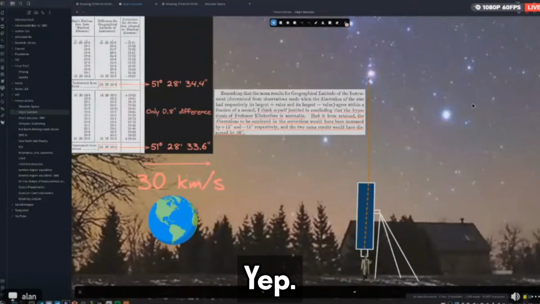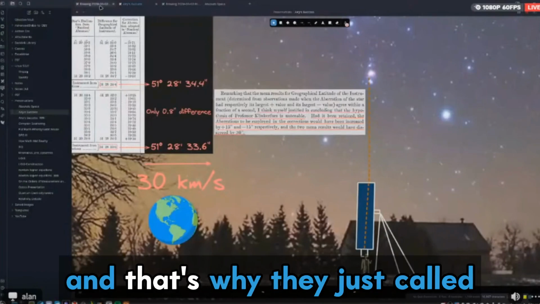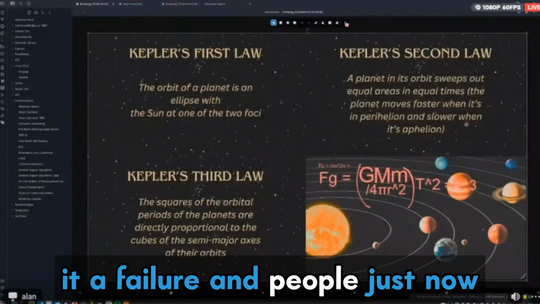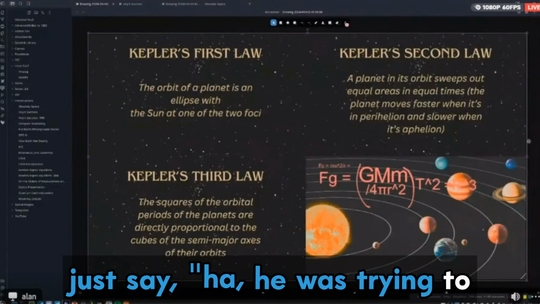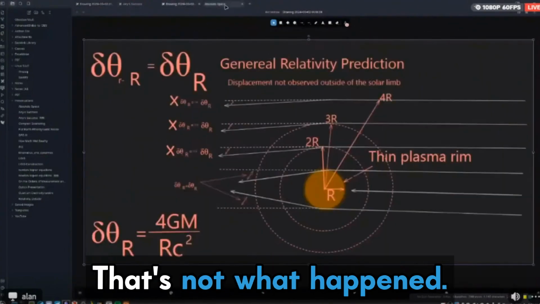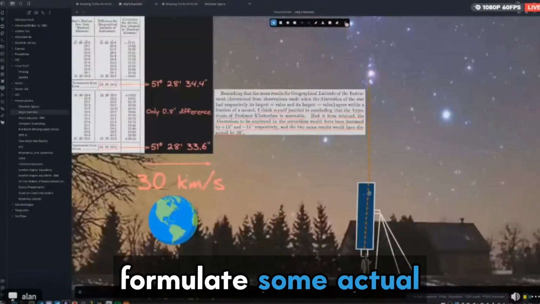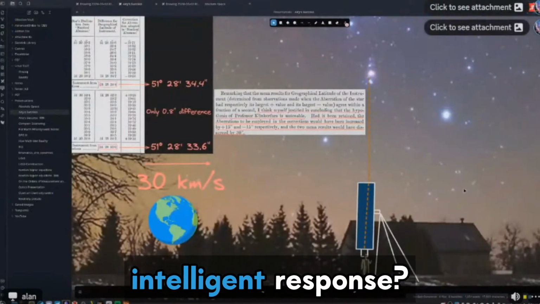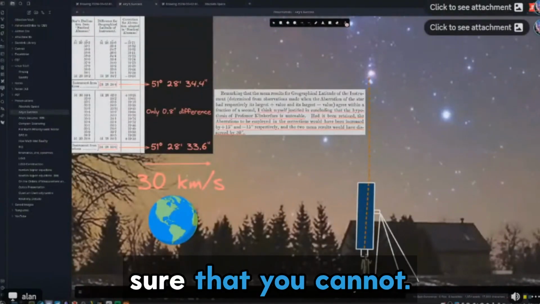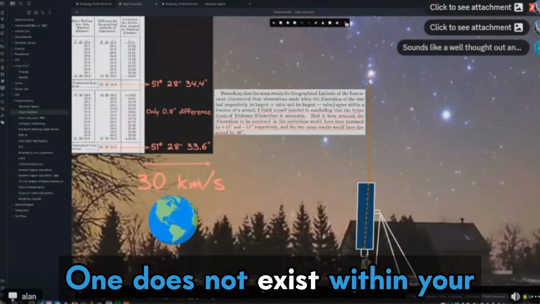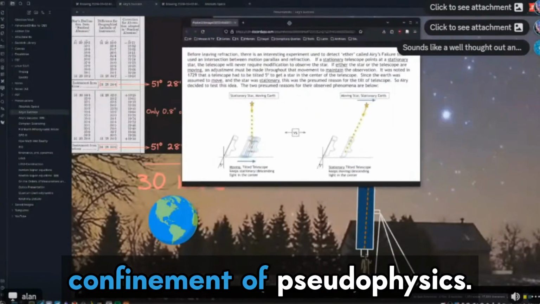Yep. So this is a major conundrum, and that's why they just called it a failure, and people just say he was trying to prove ether and couldn't. That's not what happened. So can you guys formulate some actual intelligent response? Because we're pretty sure that you cannot. One does not exist within your confinement of pseudo-physics.